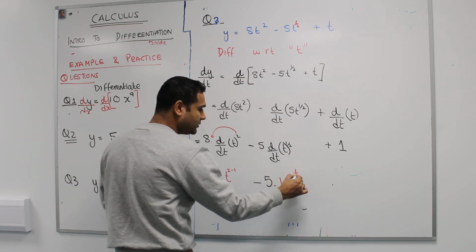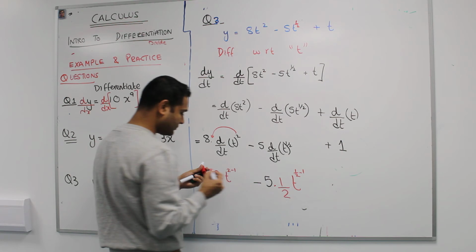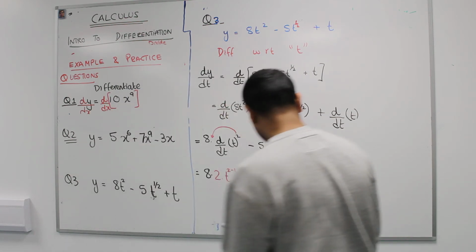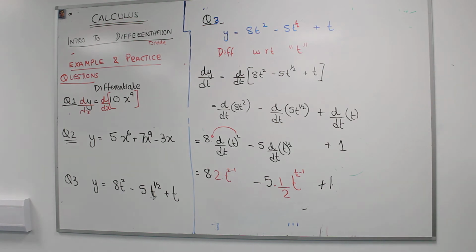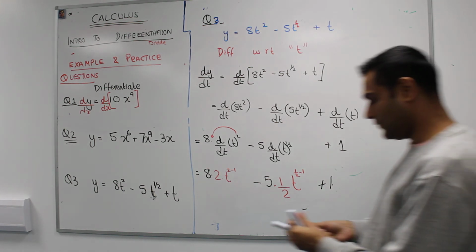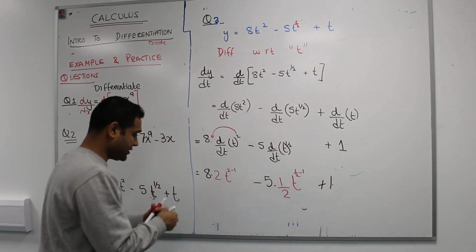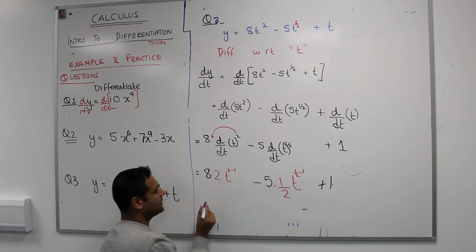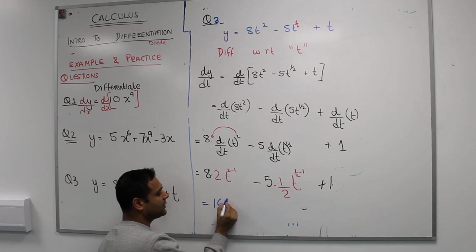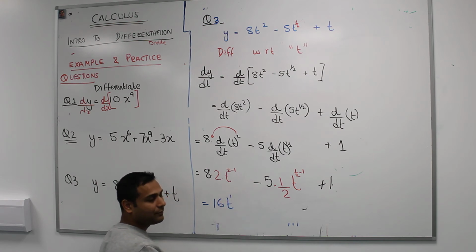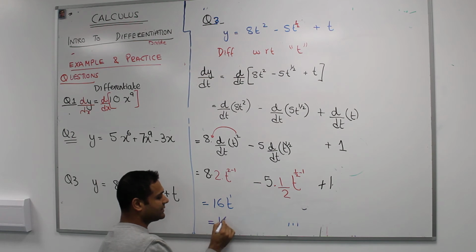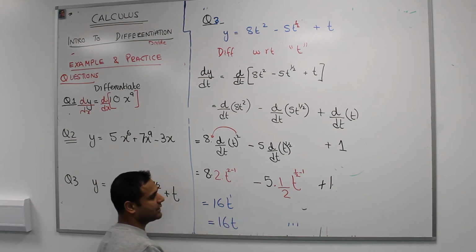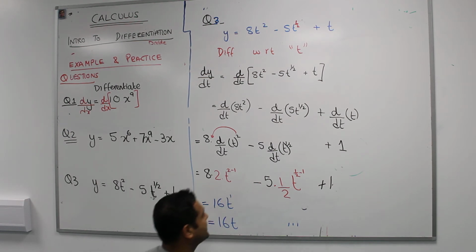So 1 over 2 minus 1. And do not forget this one which was here. So now if you can help me with multiplication. 8 times 2 is how much? 16. And 2 minus 1 is? 1. We can write it like 8 like this, or we can just write 16t. Yeah, same thing, because 1 we don't put.